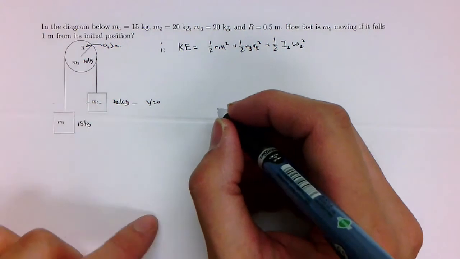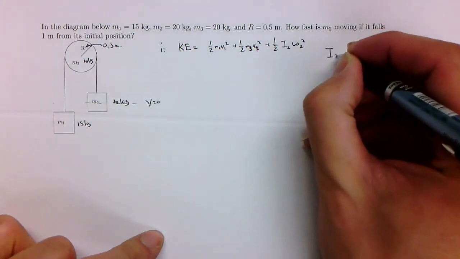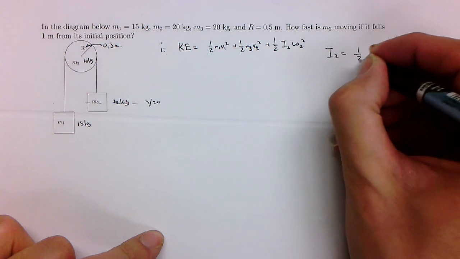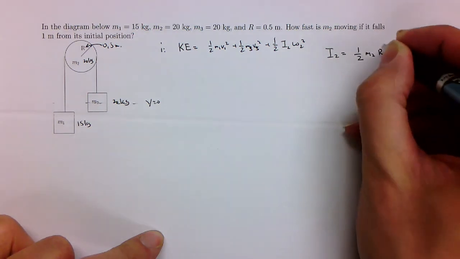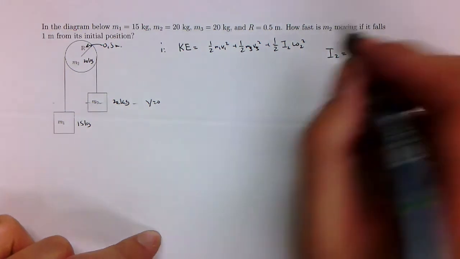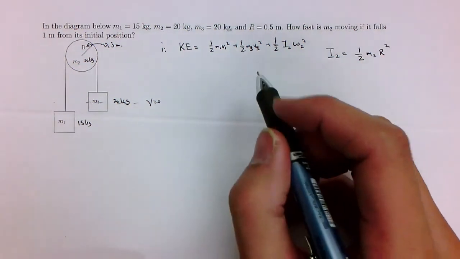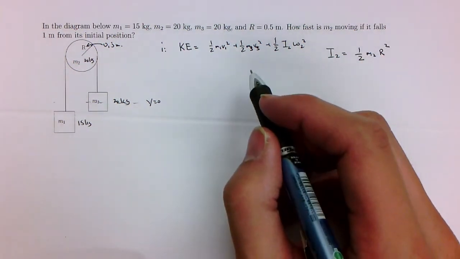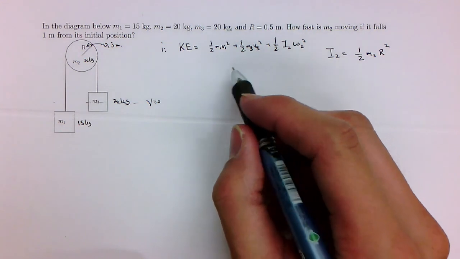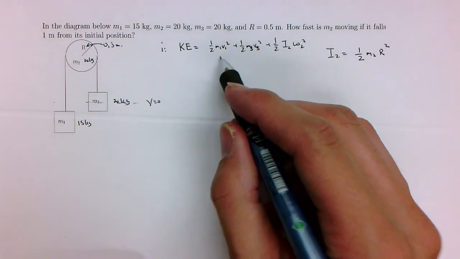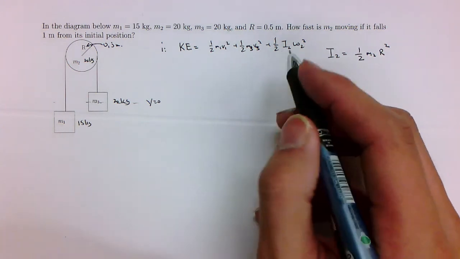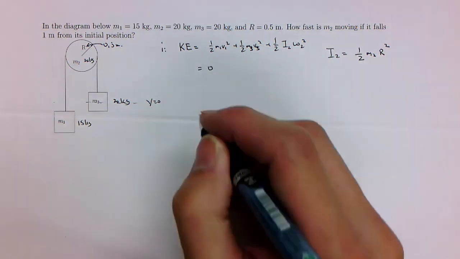Now let's just write down what I2 is going to look like. I2 is going to look like 1/2 m2 r squared for a solid disk. I really like this because I want to choose my axis in such a way that this will make sense. But initially this is fine because nothing is moving, and so all these three values will be 0. So in fact the kinetic energy initially is equal to 0.